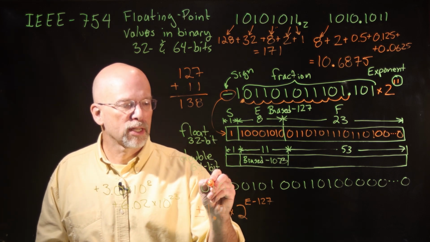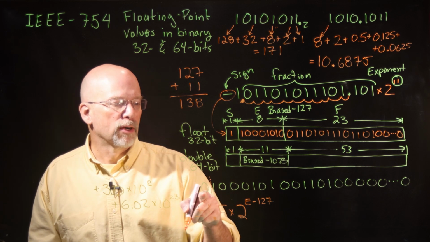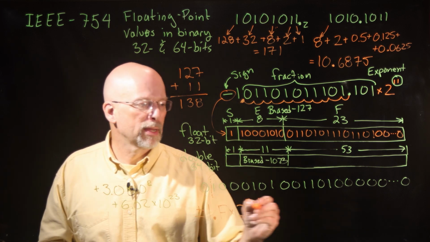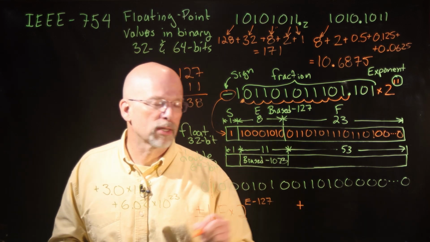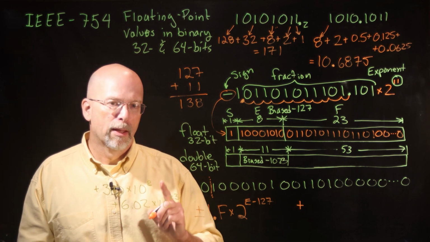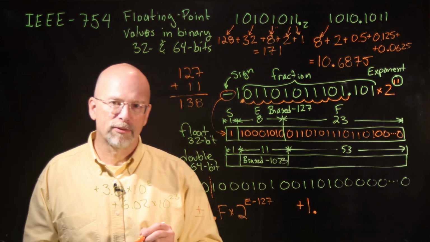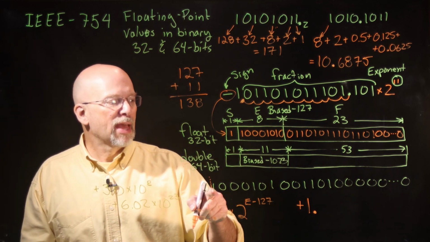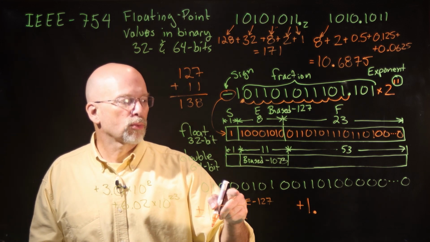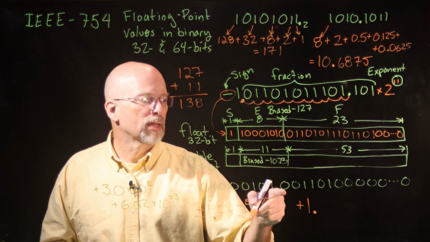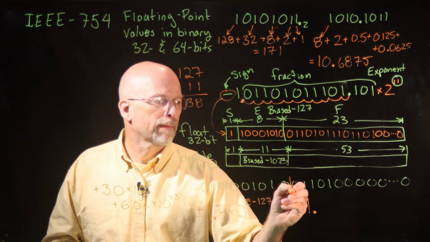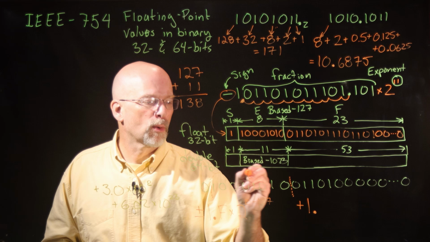So let's partition our number. So there's the sign bit. 0 means positive, so we know that it's a positive number. By default, you simply put a 1 point right after it. Then you look at the next 1, 2, 3, 4, 5, 6, 7, 8 bits. This is our E.